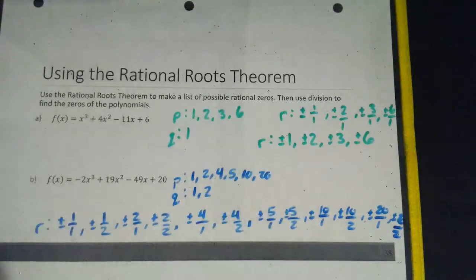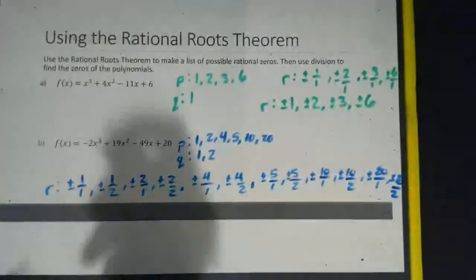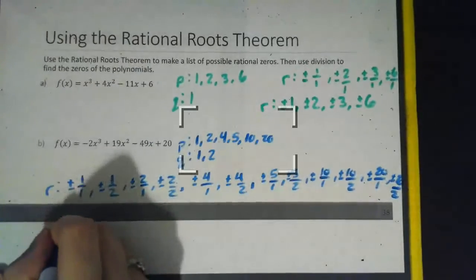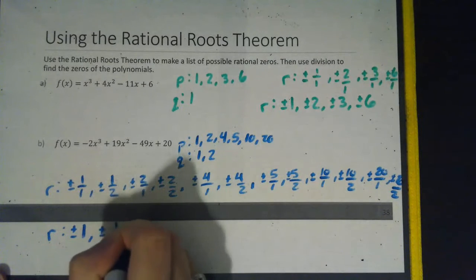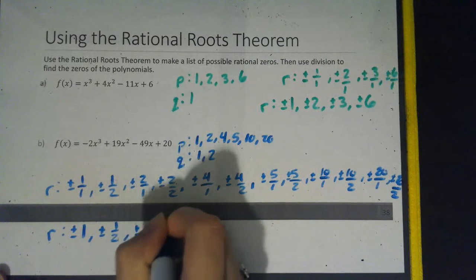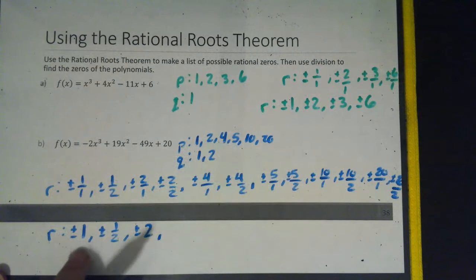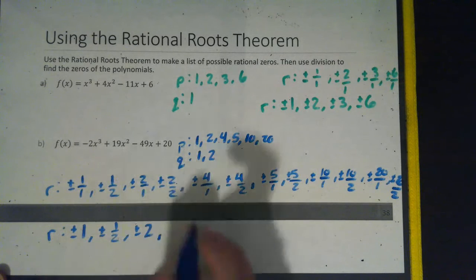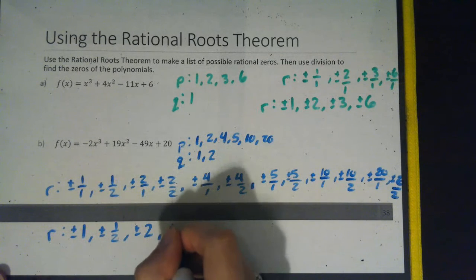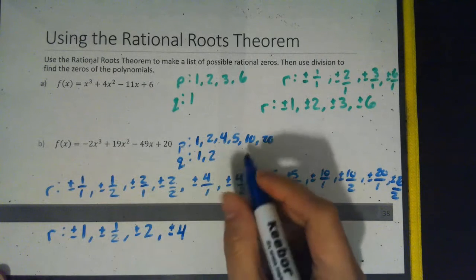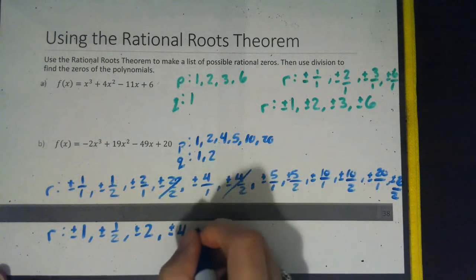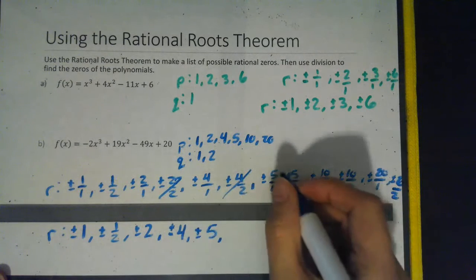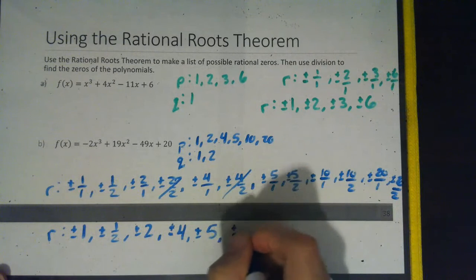Let's simplify these guys a little bit more. So our R values could be plus or minus 1, plus or minus 1/2, plus or minus 2. 2 over 2 is 1, and that's already on our list, so we don't have to write that again. We have plus or minus 4. 4 over 2 is 2, so we don't have to write that one again. 5 over 1 is 5. 5 over 2, we don't have that one yet.